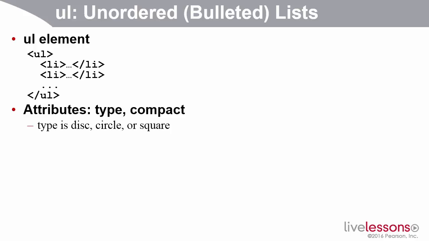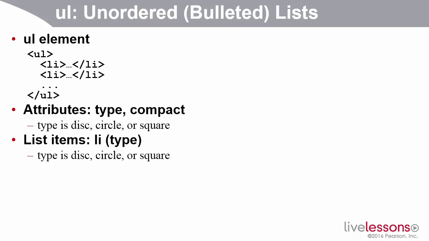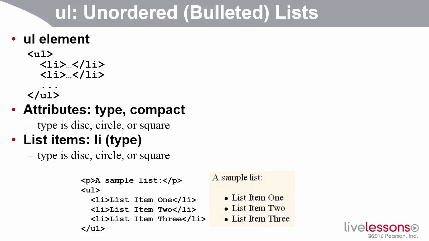Okay, it has an attribute called type, where you can control what the bullet looks like. This is going to also be controlled with CSS. And the list items also have a type, where you can control individually what each list item looks like. So here's a quick sample. Because I'm using UL, it's rendered with bullets. Again, you can turn off that look by using CSS. And so UL elements are used quite widely for other things like drop-down menus, but the default look is with a bullet.